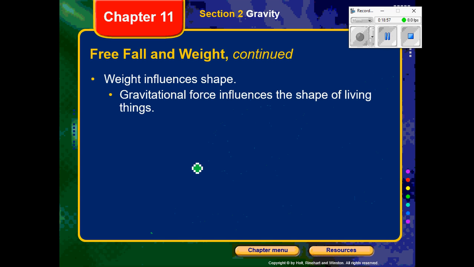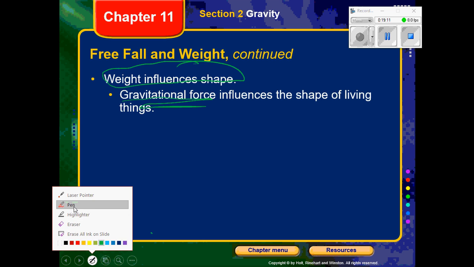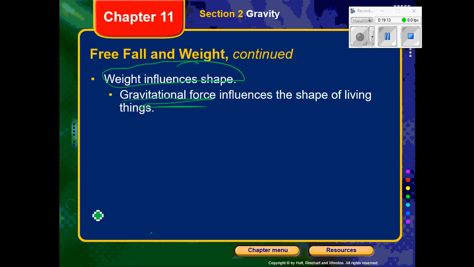Okay, so this is just a little bit of an expression of how weight influences shape. And maybe it's better stated that the gravitational force is really what's influencing the shape. It's the gravitational force and the material that whatever you're weighing is made out of. Okay.